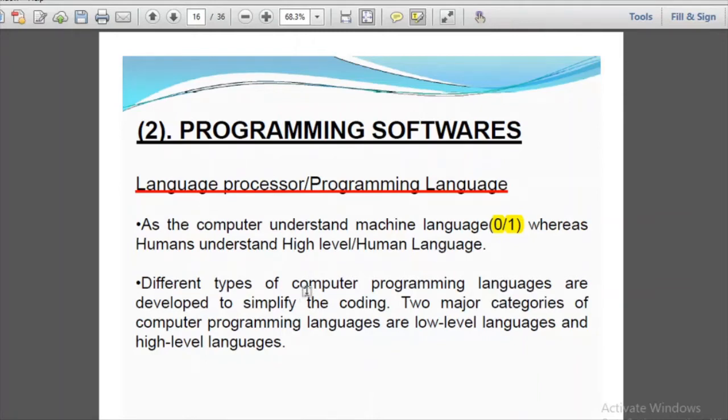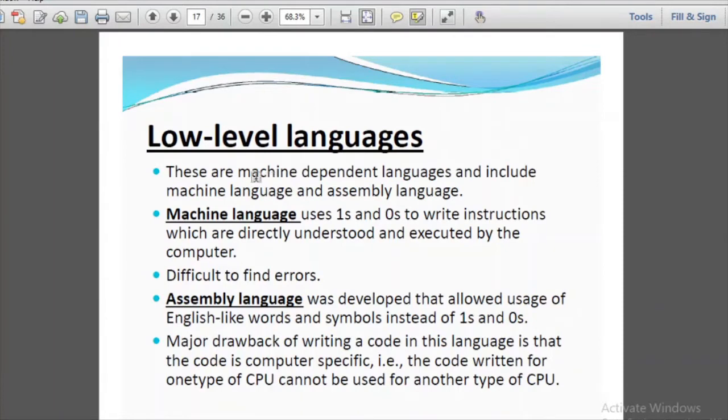So different types of computer programming languages are developed to simplify the process of coding. Two major categories of computer programming languages are low level languages and high level languages. Now what are low level languages? These are machine dependent languages, that is, they are machine languages. There are basically two main types of low level languages.